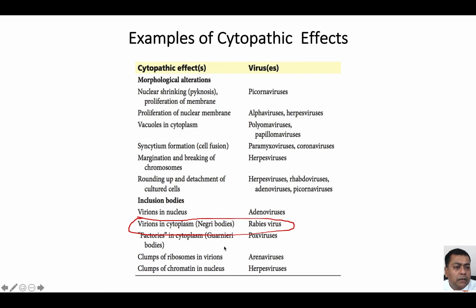On the other hand, there are different types of inclusion bodies: factories in the cytoplasm made by the pox virus, and clumps of ribosomes or clumps of chromatin in the nucleus made by the herpes virus.